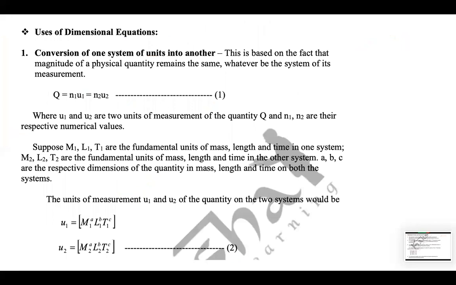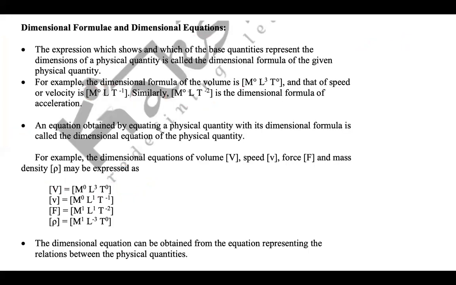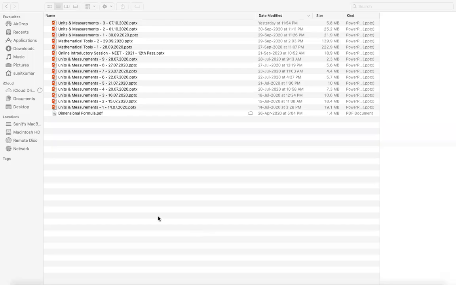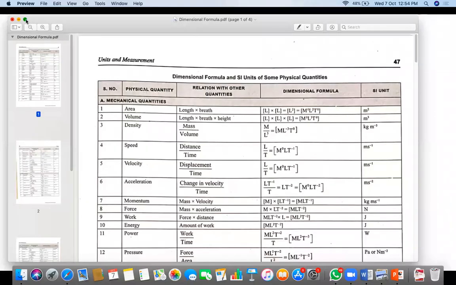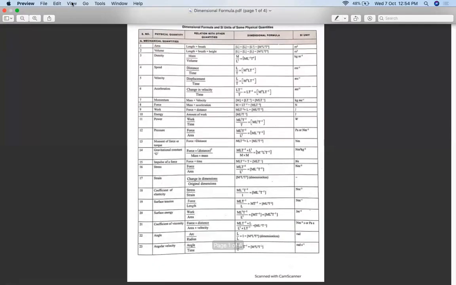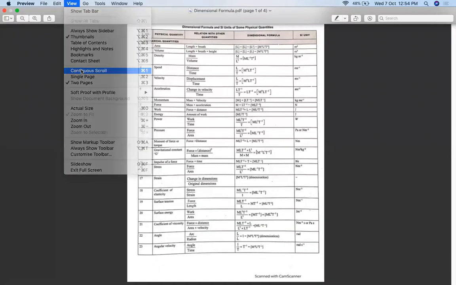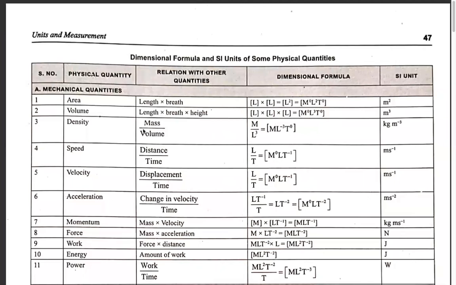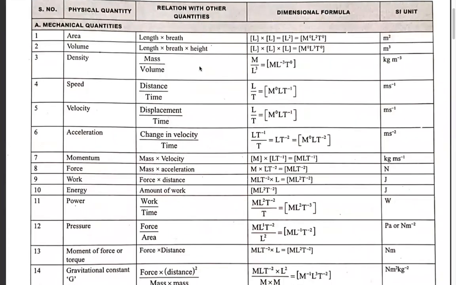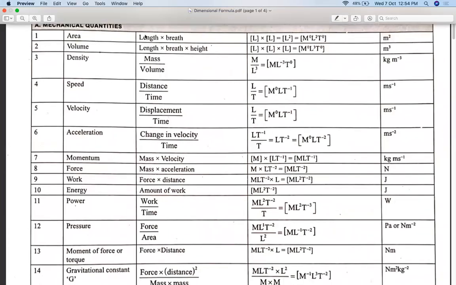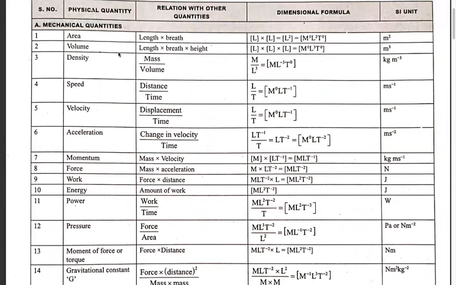Now, uses of the dimensional equation. Before we go into the uses, I'll share with you the whole chart which you need to go through. You need to do all these derivations on your own. Try doing it on your own in rough so that you can find out how to find the dimensional formulas. Most of this you must have already done in class 11th. If you have not done it properly, then I would suggest doing it again.